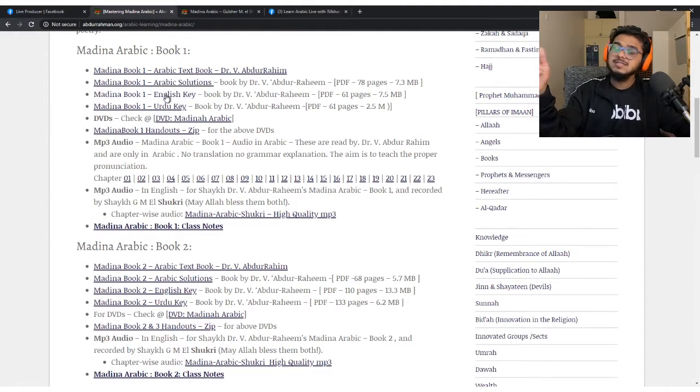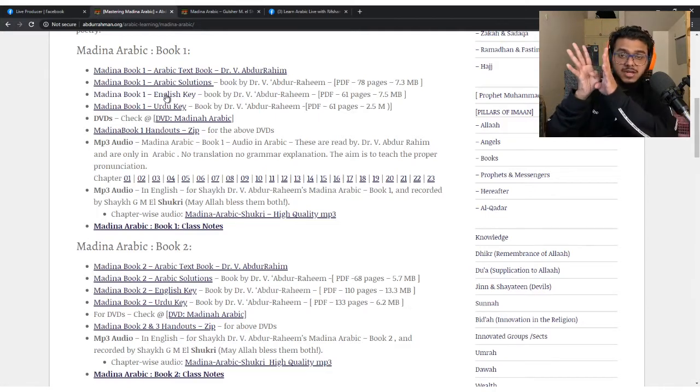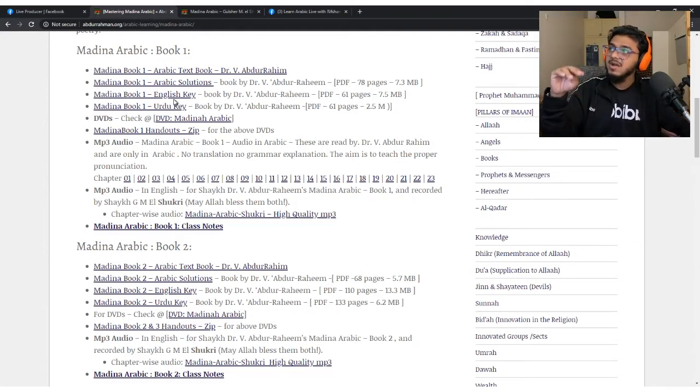The other thing is the English key. You can use it to learn the new words. But try to picture the images. Try to have the images when you learn the words. Most words, of course, you can't associate with any particular picture, but try as much as you can to learn Arabic in Arabic.